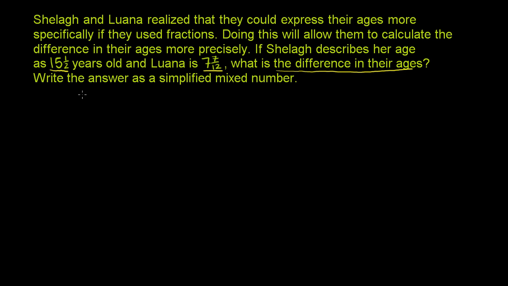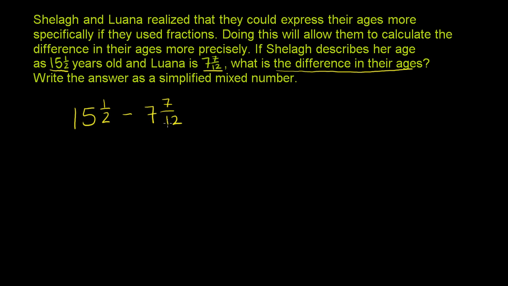So Sheila is older, so she's 15 and a half years old. So we really want to find the difference between 15 and a half and 7 7/12. And we can see immediately, or maybe it's not obvious to you, that 1/2 is the same thing as 6/12, which is less than 7/12. So if we separate out the whole number parts and the fraction parts, this fraction is actually smaller. The 1/2 is smaller than the 7/12.